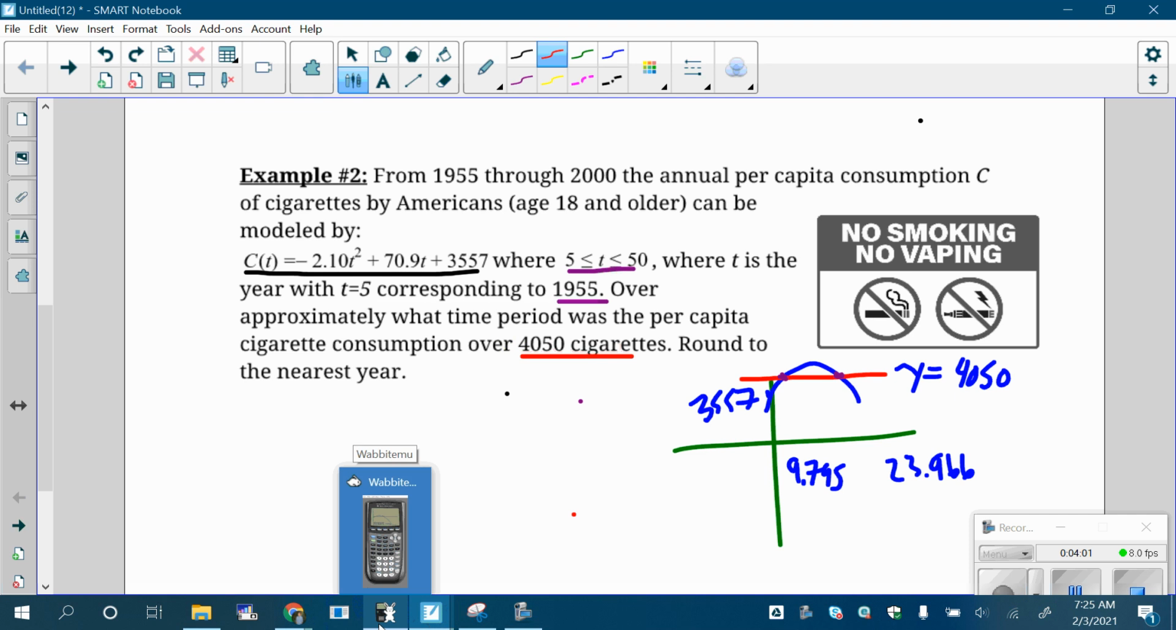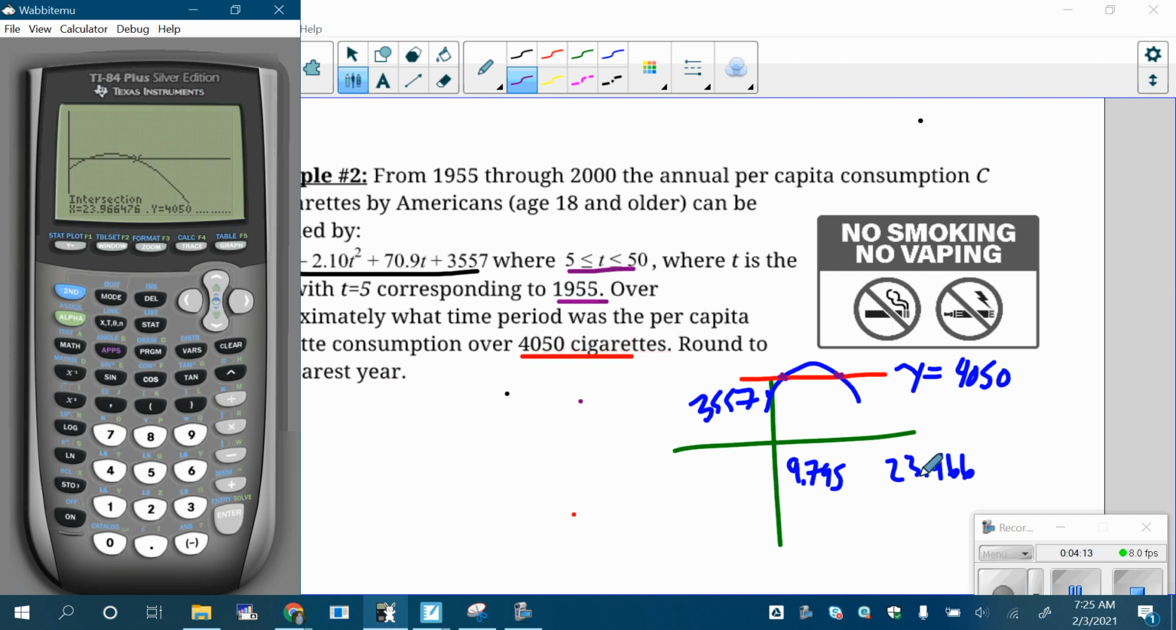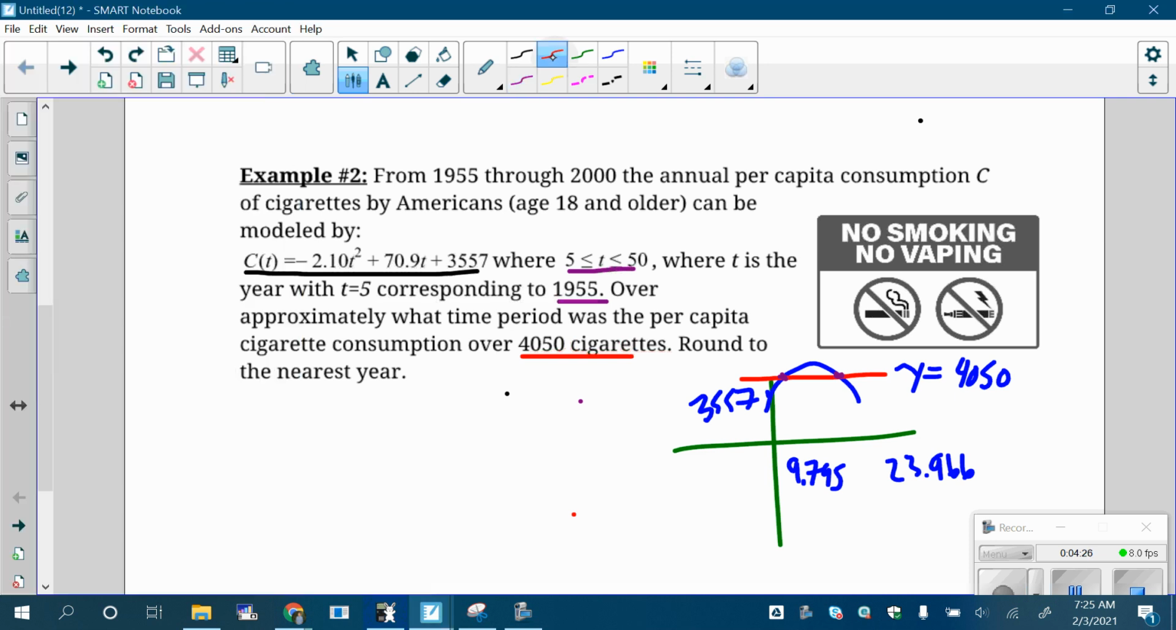Okay. There's a couple ways to do this. Question isn't super clear, so you could answer it in terms of years or the number of years it was over. Okay. So let's do it both ways. If I just was saying how many years was it over it, well, I'm just going to take those two numbers and subtract it. 23.966 minus 9.795. So for 14 years, if we round to the nearest year, that was the period of time that it was over 4,050 cigarettes per person. Too many cigarettes. Too many.